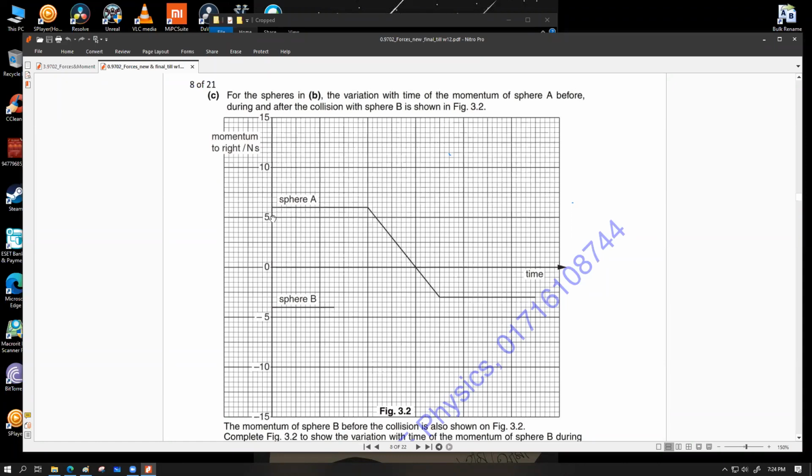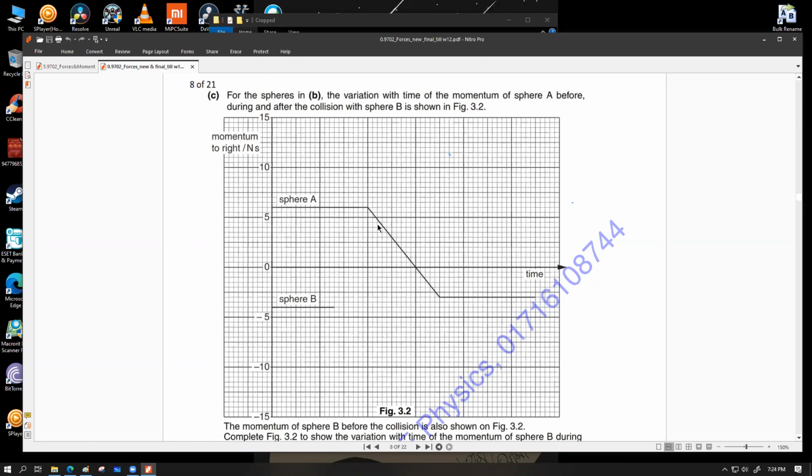The time axis is not labeled, so I'm going to talk about this time axis in terms of number of divisions. So let's say this is 10 divisions, this is 20 divisions. So for 10 divisions of time, sphere A is going at uniform velocity. This is where the velocity starts to get lower. So this is exactly where the collision gets started.